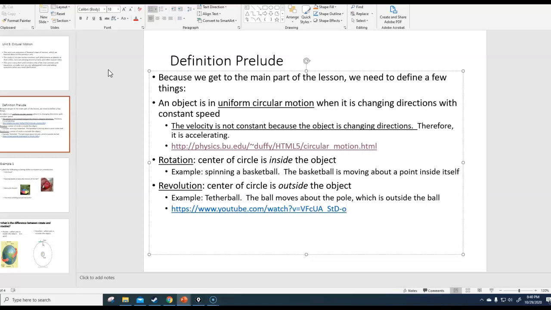For example, if you take a basketball and you spin it on your finger or you spin it on the ground, the center of the circle is inside the basketball itself. Okay, therefore that is an example of a rotation. The ball is rotating as it spins around. In a revolution, the center of the circle is outside the object. And so an example of that would be tetherball. And if you don't know what tetherball is or never played tetherball, I can show you a quick clip. So I will link that tetherball clip, and then after that, you can understand why it's an example of a revolution.